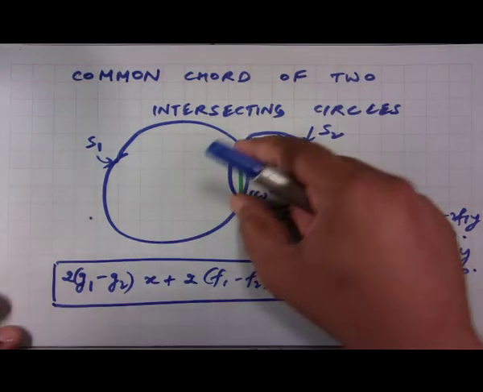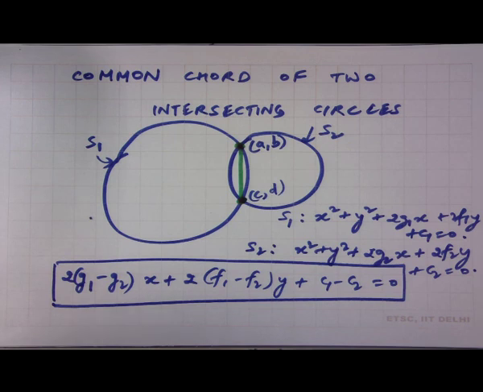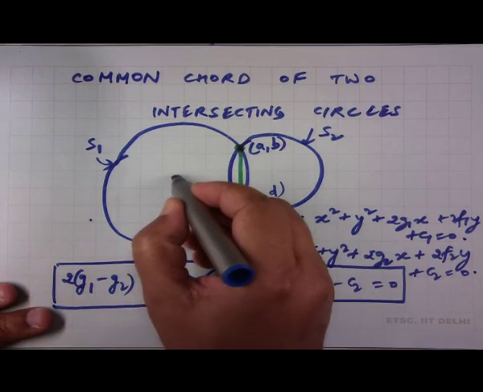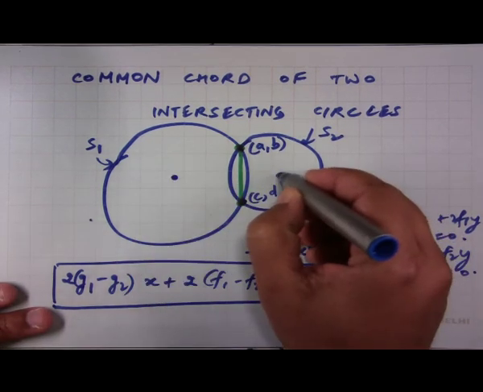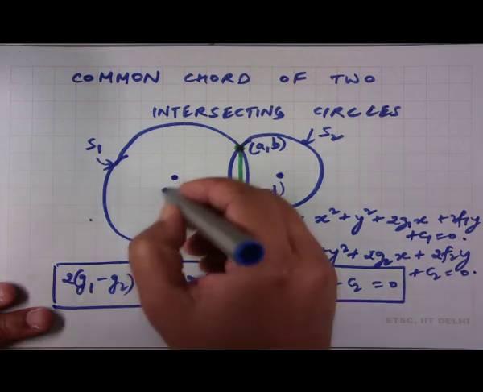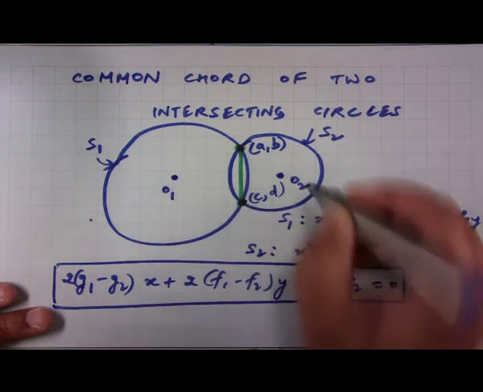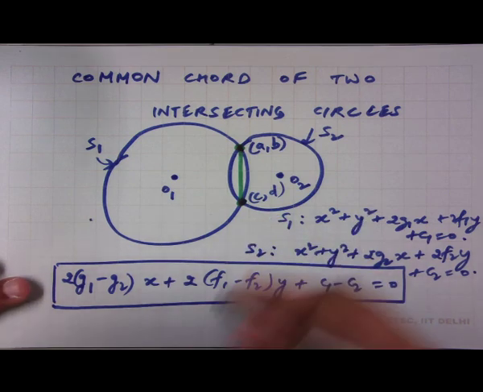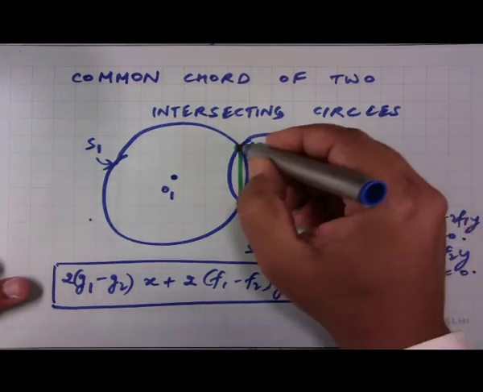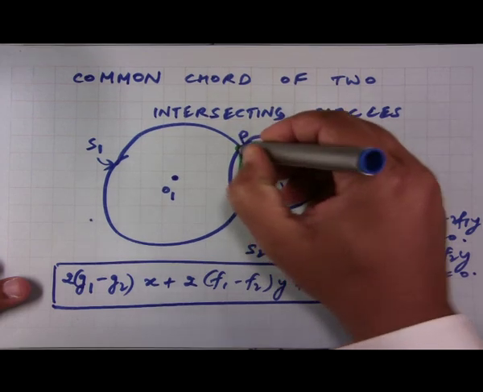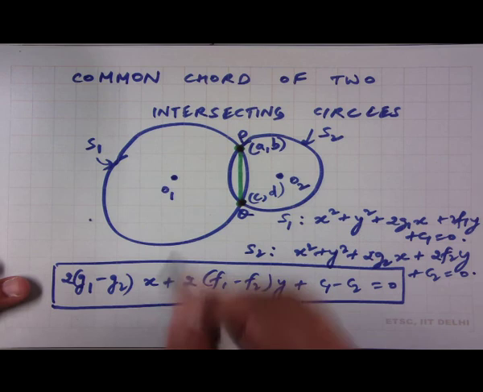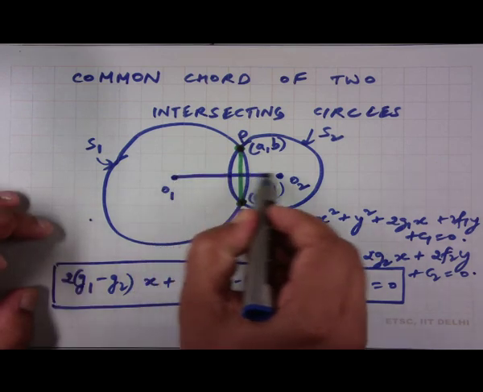The length of this common chord is not very difficult to find, and we can quickly see how to find it. So, let us say that O1 and O2 are the centers of these two circles. Let us say that this point of intersection is P and this point of intersection is Q. This is the straight line joining the two centers.